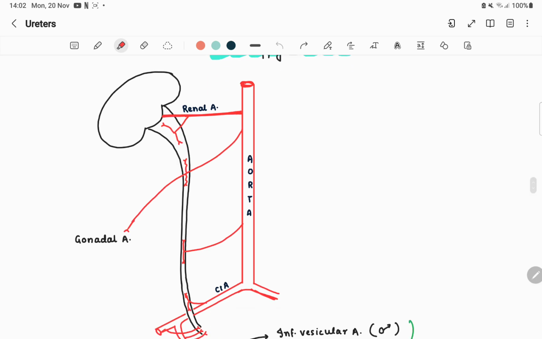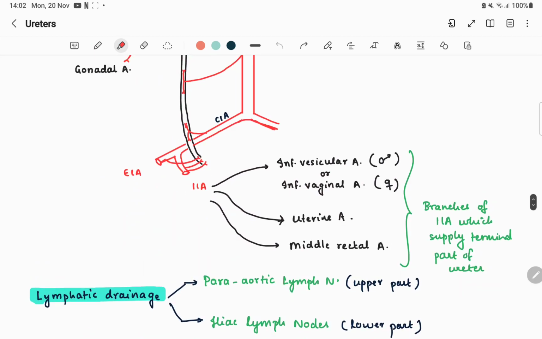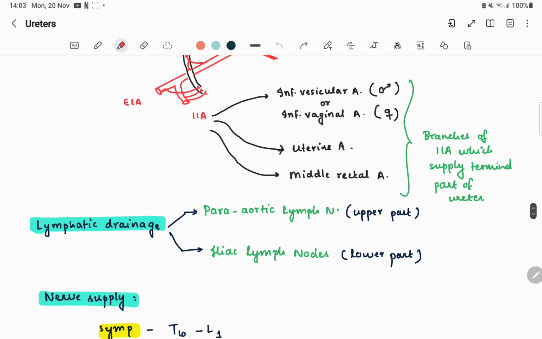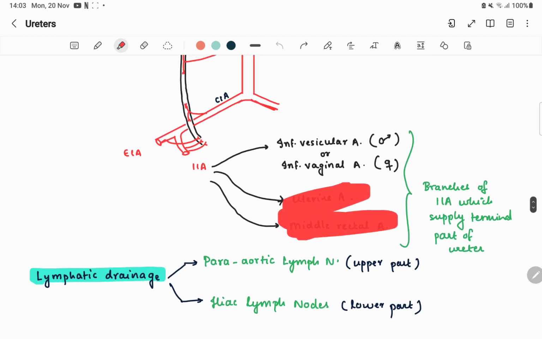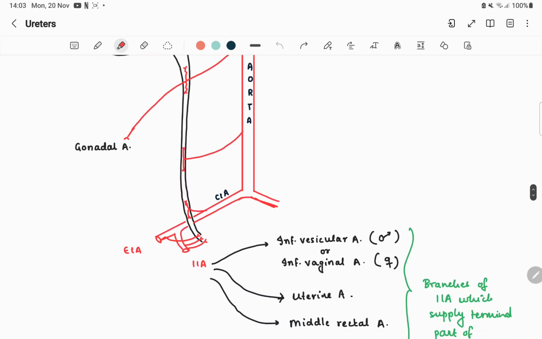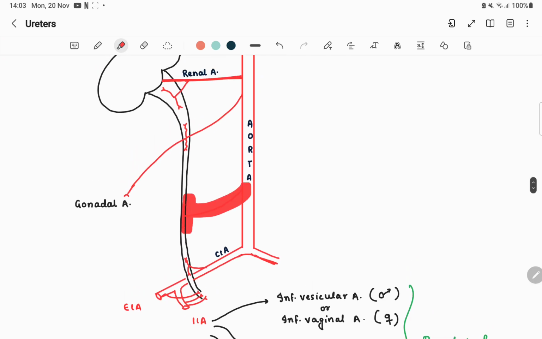So what are the arteries from your internal iliac artery that are supplying the ureter? There are about 3 branches supplying the terminal part of the ureter: the inferior vesicular artery in males or inferior vaginal artery in females, the uterine artery, and the middle rectal artery. Okay, it is also supplied by the external iliac artery and a branch directly from the common iliac, and a branch directly from the aorta too.